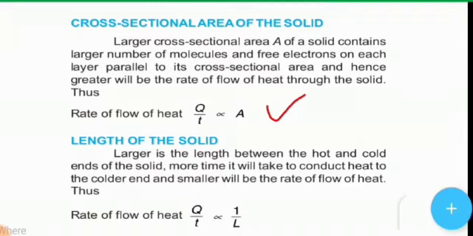And the next factor affecting the rate of flow of heat in solids is the length of the solid. The larger the length between the hot and cold ends of the solid, the more time it will take to conduct heat to the colder end, and the smaller will be the rate of flow of heat. So we can say that rate of flow of heat is inversely proportional to the length of the solid object, which means greater the length, smaller the rate of flow of heat, and smaller the length, greater the rate of flow of heat.